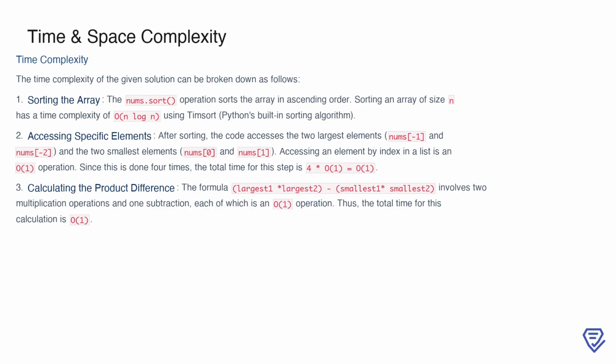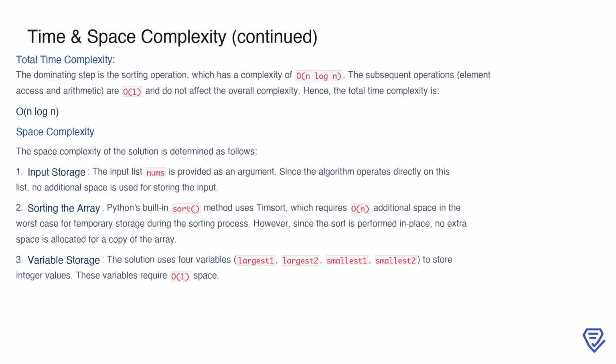Finally, the product difference is calculated using 2 multiplication operations and 1 subtraction. Each of these is also an O(1) operation, so the total time for this calculation remains O(1). These steps together help us analyze the time costs of individual operations in the algorithm. Now, when we combine all the steps, the dominating factor is the sorting operation, which takes n log n. The subsequent operations, including accessing elements and performing arithmetic, have constant time complexities of O(1). Since n log n is the largest term, the total time complexity of the solution is n log n.